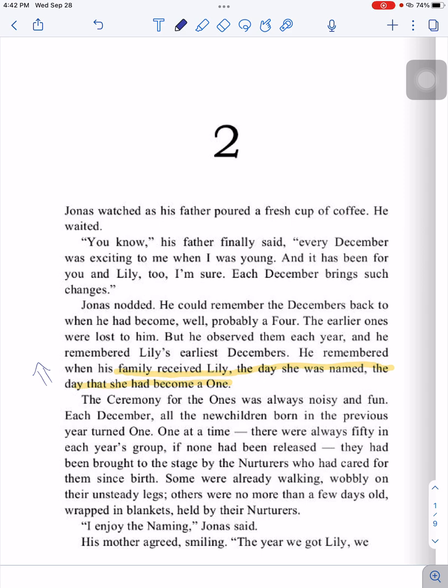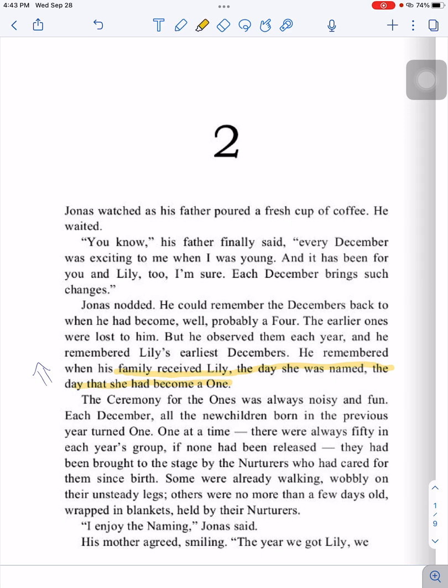So the ceremony for the 1s was always noisy and fun. Each December, all the new children born in the previous year turned 1. One at a time, there were always 50 in each year's group, if none had been released. They had been brought to the stage by the nurturers who had cared for them since birth. Some were already walking, wobbly on their unsteady legs. Others were no more than a few days old, wrapped in blankets held by their nurturers.